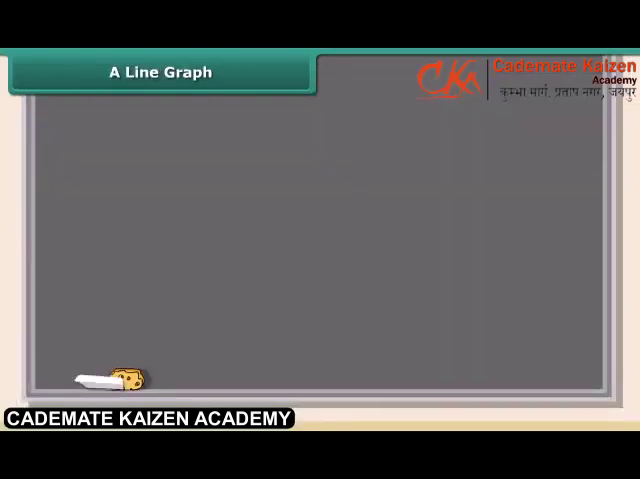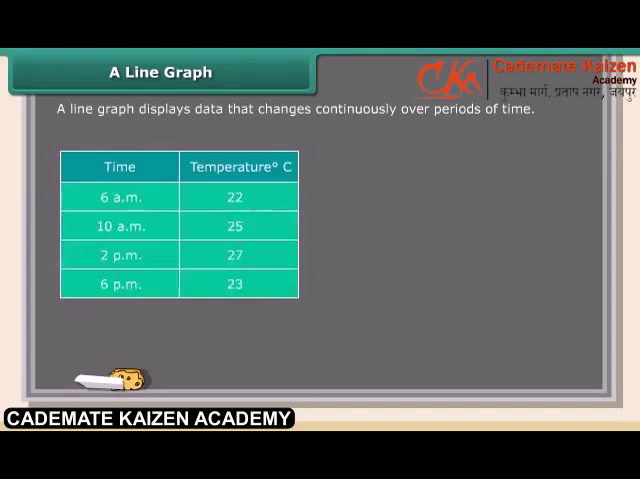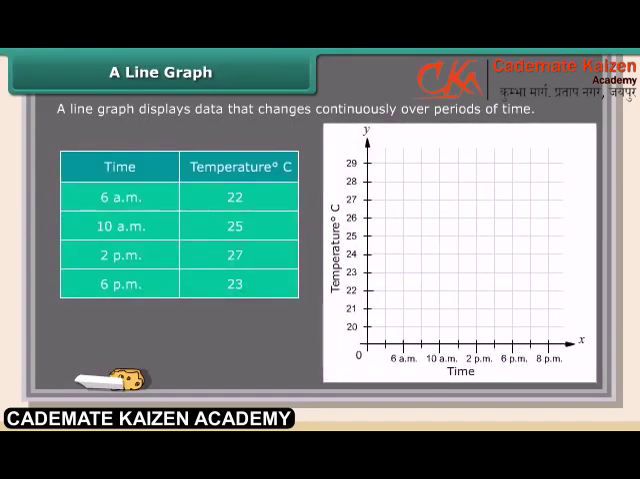A line graph. A line graph displays data that changes continuously over periods of time. The above table shows the temperature of Chennai city, taken every 4 hours for a day. We call this a time temperature graph. The horizontal line, the x-axis, shows the timings at which the temperatures were recorded. The vertical line, the y-axis, denotes the temperature.